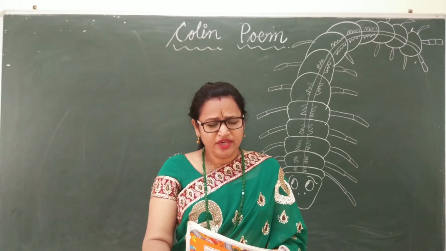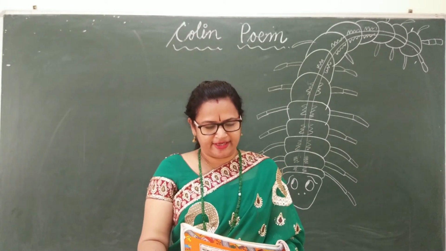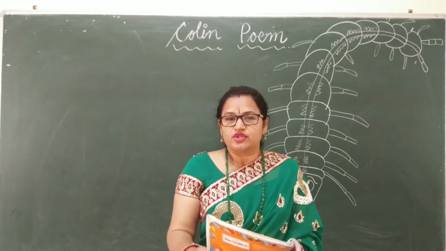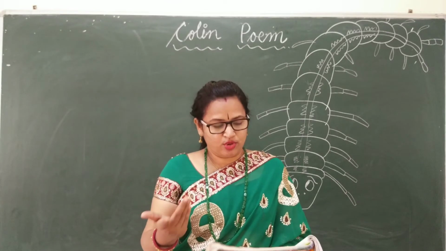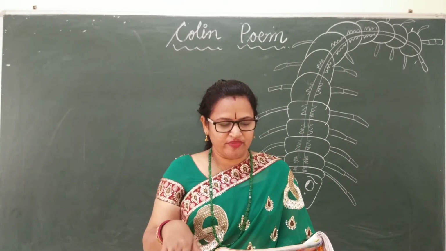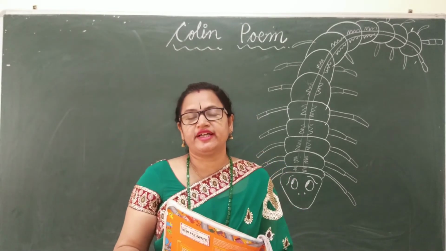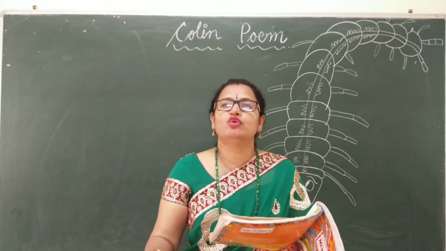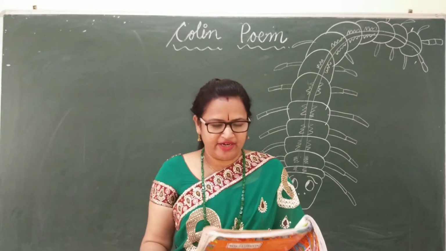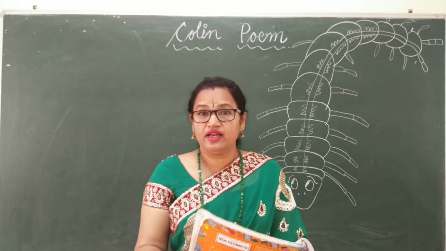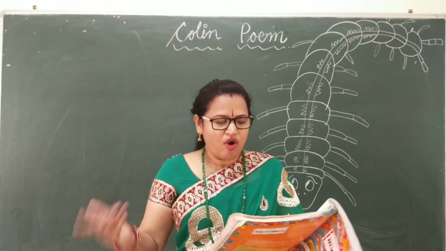He trotted on the landing, he trotted on the wall and tumbled down the staircase and landed in the hall. So these are the places they are mentioning. While he was walking, he tumbled down the steps, the staircase, and he fell down. Where did he fall? He landed in the hall. It means when he fell, he landed in the hall.